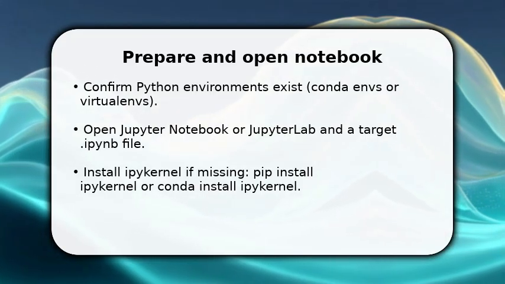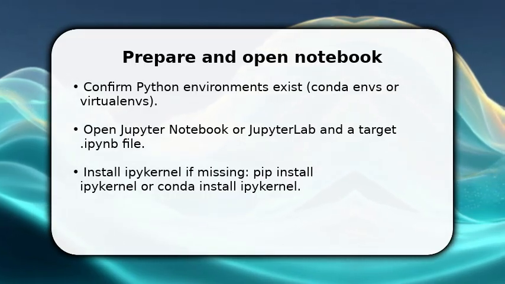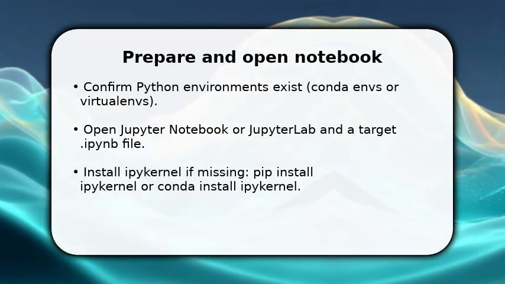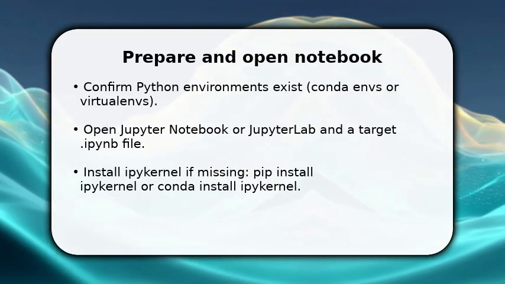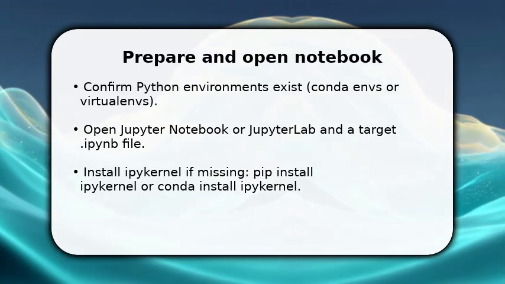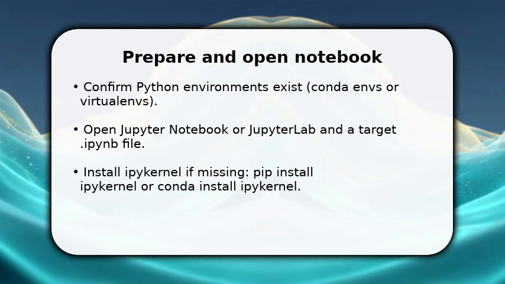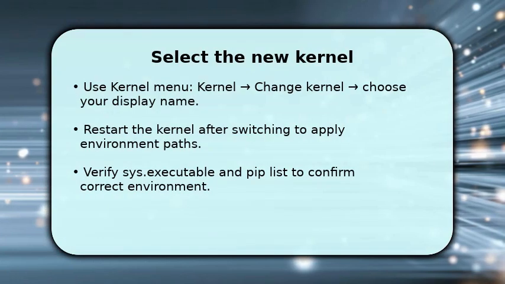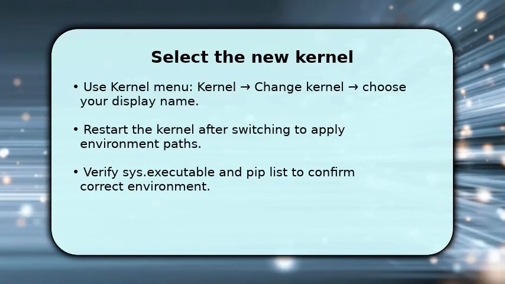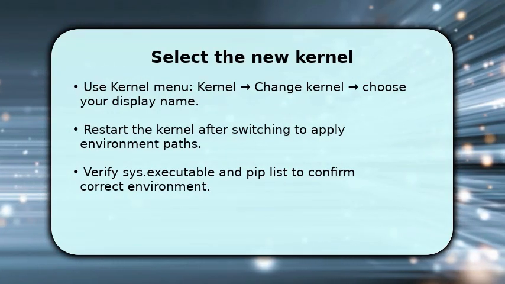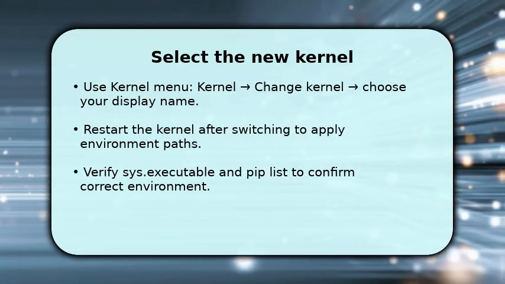Then register the kernel with python -m ipykernel install --user --name myenv --display-name "Python (myenv)". This step creates a selectable kernel entry, so make sure the display name is clear for selection. Now go to the kernel menu and choose Change Kernel, then pick the display name you registered. This swaps the interpreter for the running notebook.